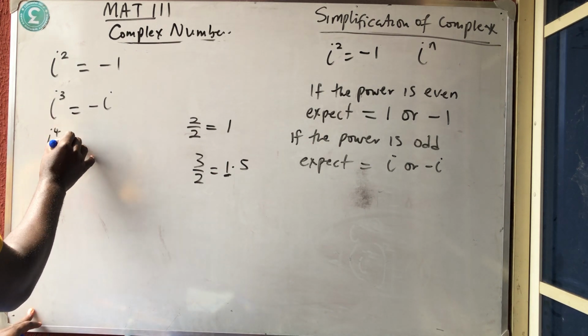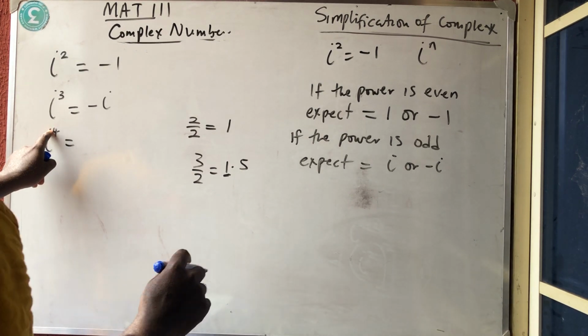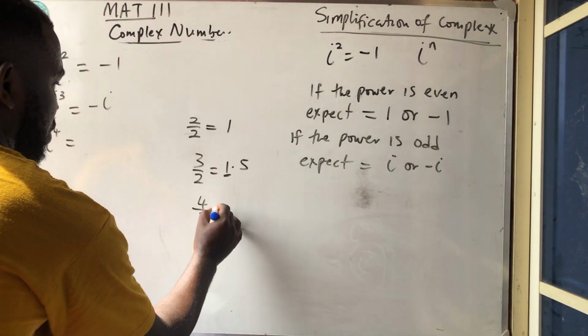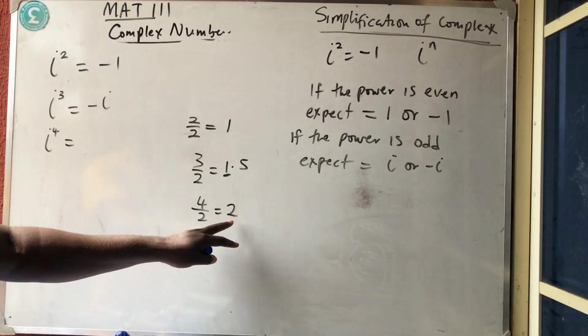Okay, the next one now. i raised to power 4. Let's do it again. 4 is even. So I'm expecting what? 1 or minus 1. I will now say 4 divided by 2. What do you have? You have 2. Okay, and 2 is an even number.